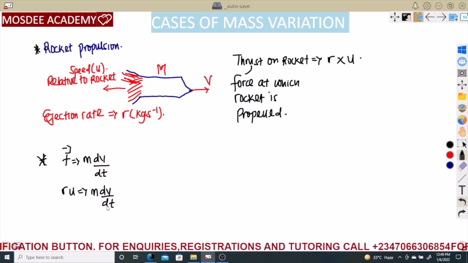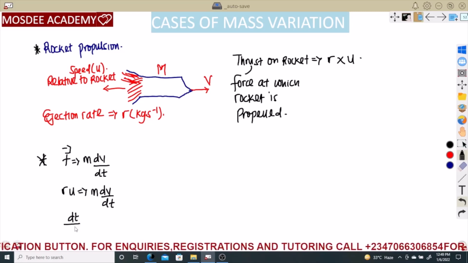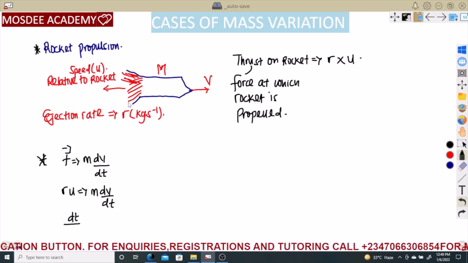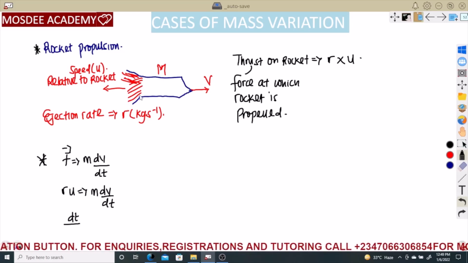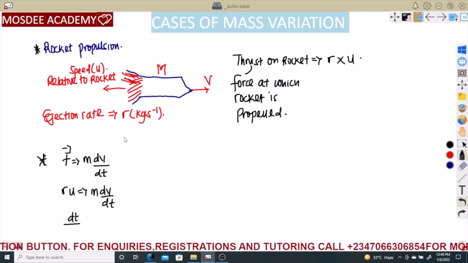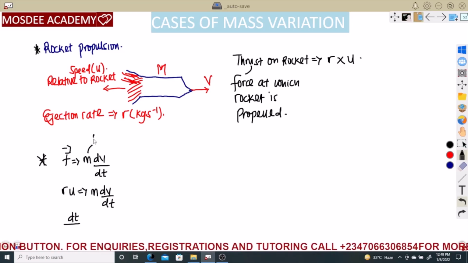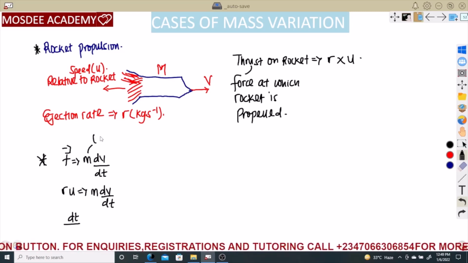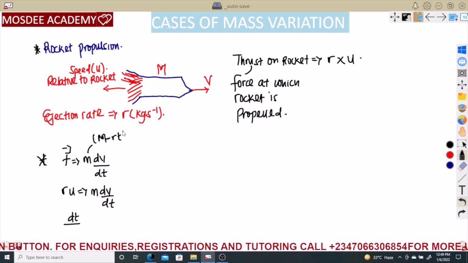So if I arrange, I'm going to have in terms of dt divided by... Now, another thing which I think I need to relate here for you to understand very well is this small letter m, which we call the mass. Now, this small letter m here is also given in terms of capital letter M minus rt. I think it's important to know.